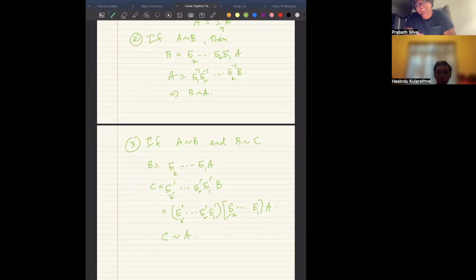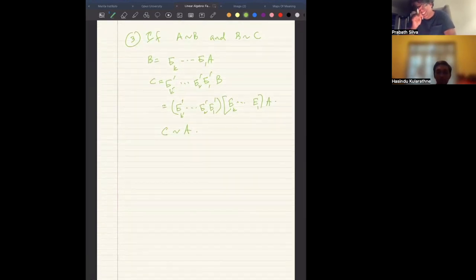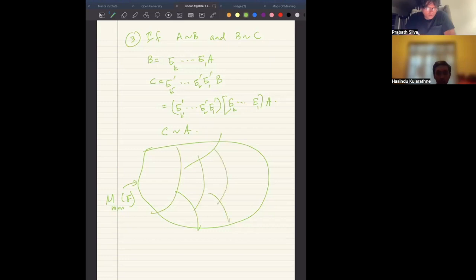Good. So that means you have this nice picture. If you have an equivalence relation, that means you have a partition. Now all the m by n matrices belong to separate blocks, and they don't interact.